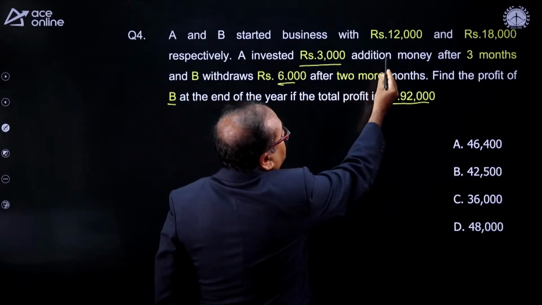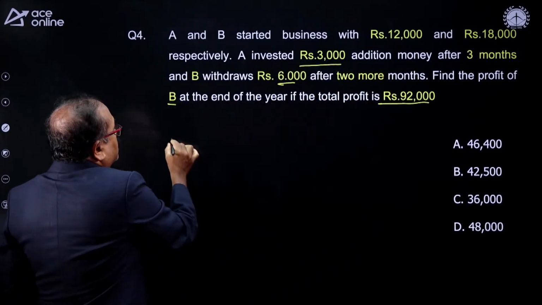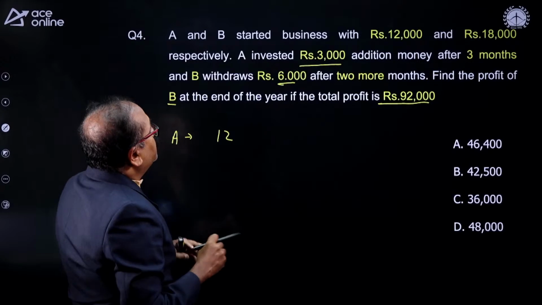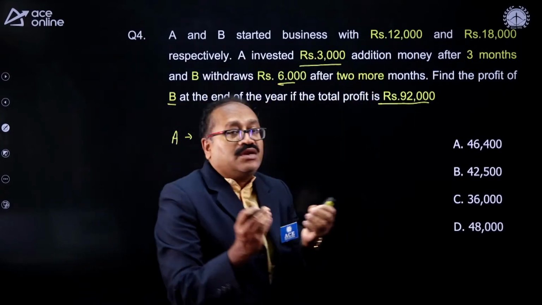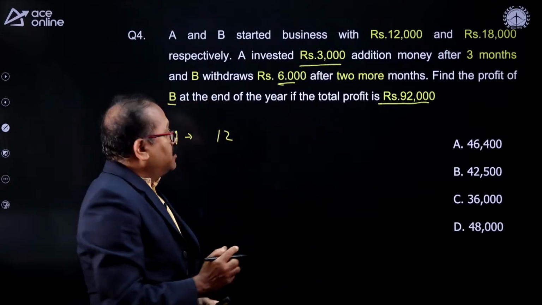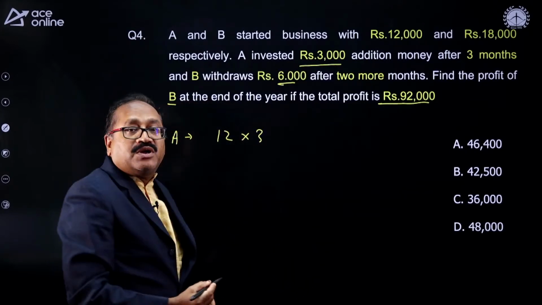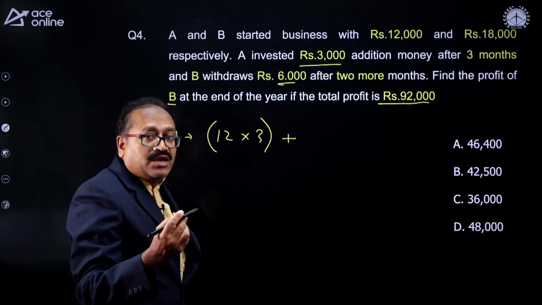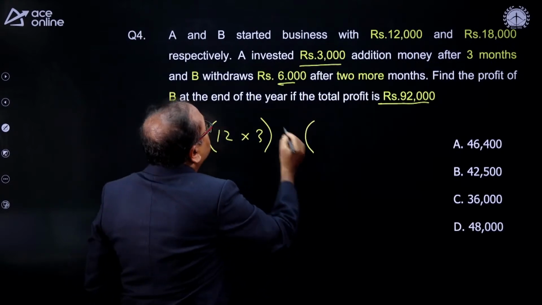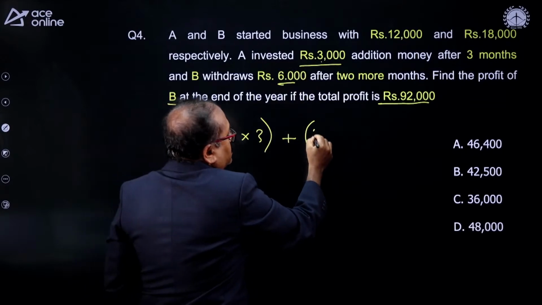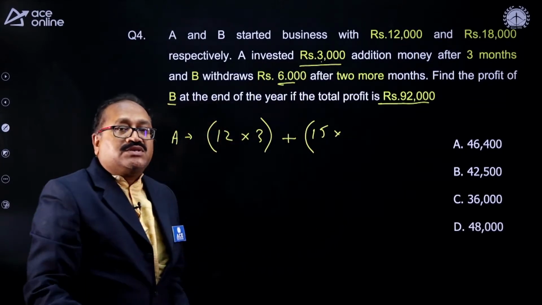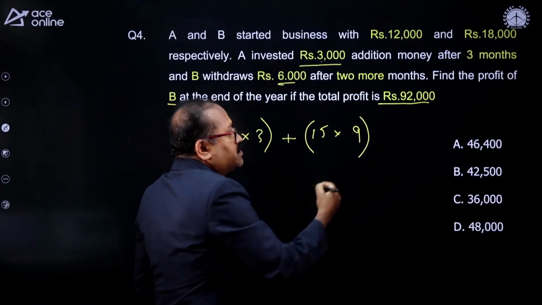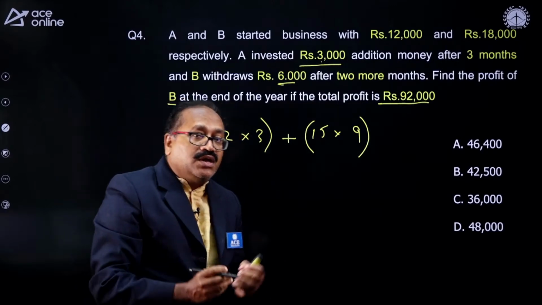Now, 12,000 is the initial investment of A. So, A invested 12,000, and this 12,000 was there for how many months? A invested 3,000 additional money after 3 months. That means this 12,000 was there only for 3 months. And after that, what is A's capital? So plus 12,000 into 3. And the next part is a plus. How much is invested? 3,000. So 12 plus 3 becomes 15,000. And this money was there for how many months? The remaining part, 12 minus 3, which is 9 months. This will give us the cumulative capital of A.